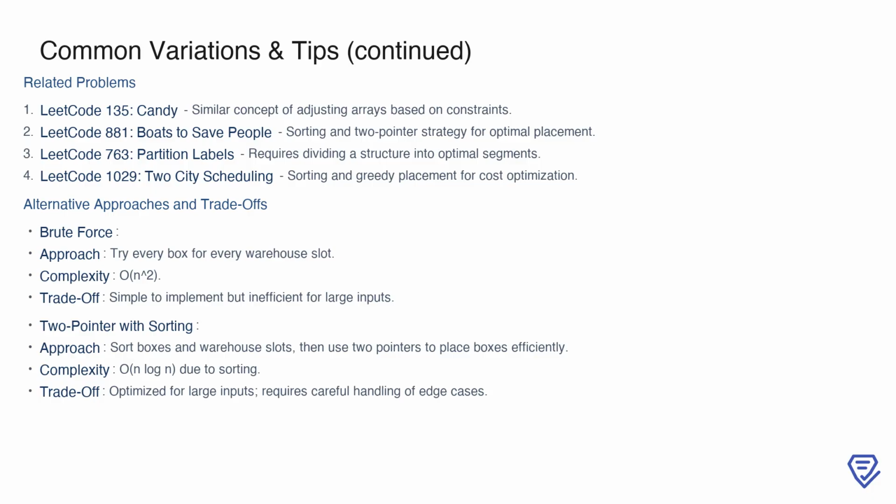Additionally, when considering alternative approaches, a brute force solution might be the simplest to implement. This involves trying every box for every warehouse slot, but it comes with a high time complexity of n squared, making it impractical for larger inputs. On the other hand, using a two-pointer method with sorting is far more efficient. Sorting the boxes and warehouse slots first reduces the problem complexity to n log n, and the two-pointer technique ensures that you can handle placements optimally while managing edge cases carefully.